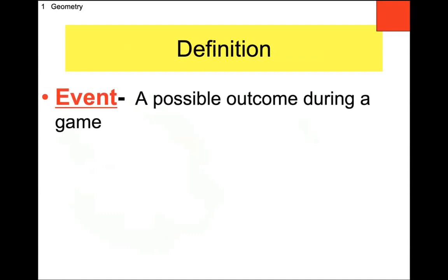What we just did there is an event. That is one of many possible outcomes that occur during a game. So that rolling of a 1 and a 1 is called an event.